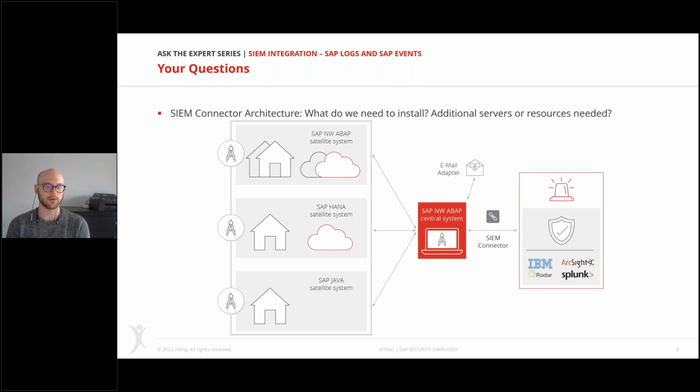Regarding the additional servers or resources, no, there are no additional servers needed. You can just reuse your existing ABAP servers. And we have made the experience that there are no additional resources needed. So customers were happy by just installing it on existing servers and running it.